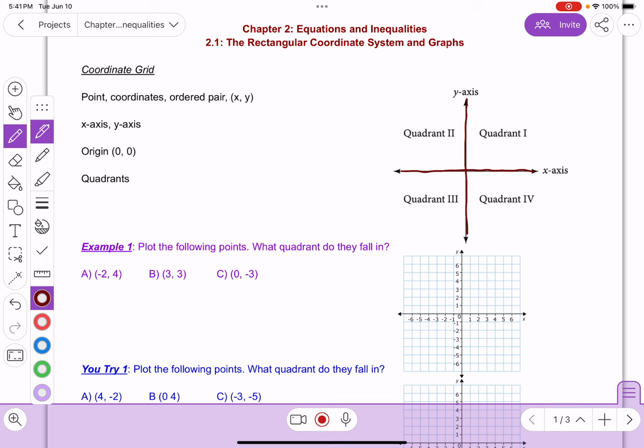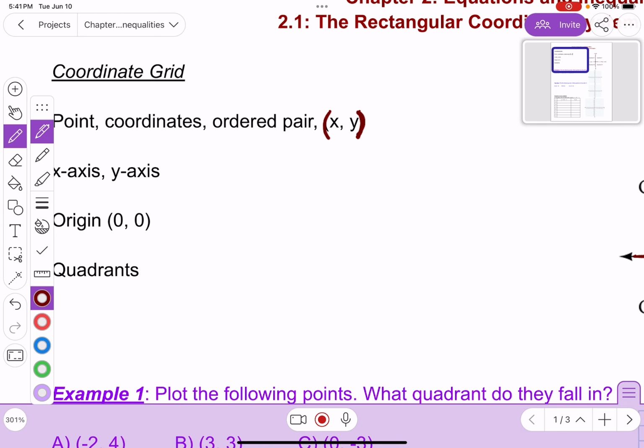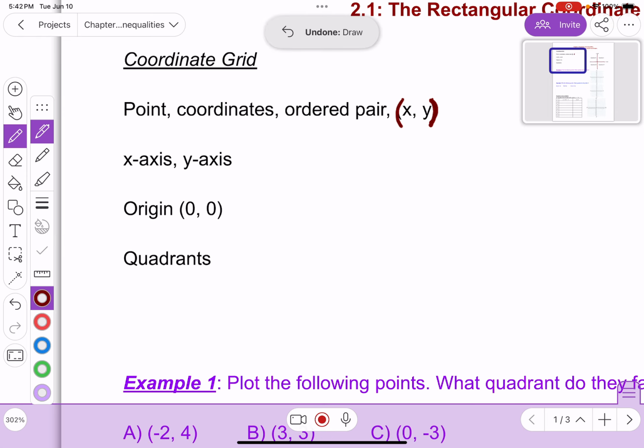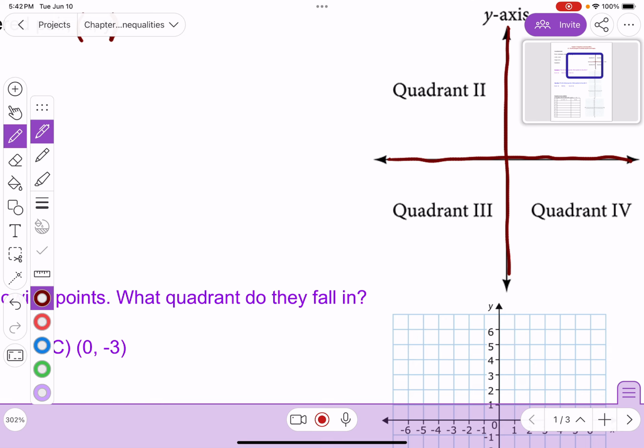Terms for the point are point, coordinate, ordered pair. They all come in this little point here, and it always goes x comma y. So your horizontal number is always first and then your vertical number. The origin is the name for the point right in the middle, that's 0, 0.